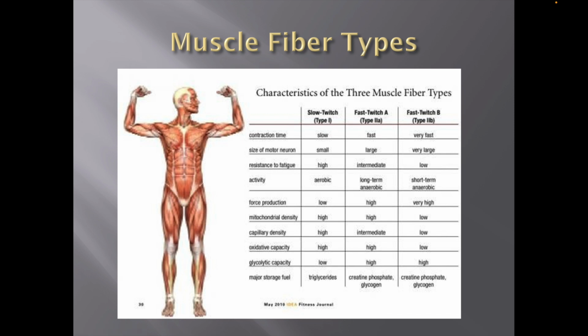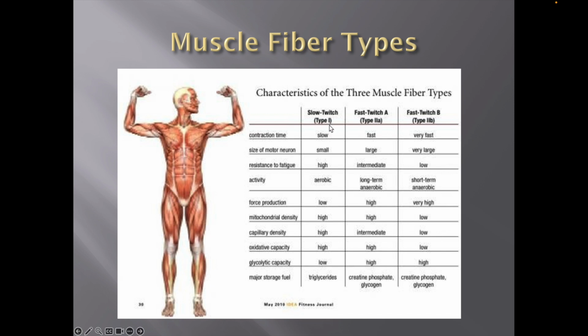Think about glycogen kind of like stored areas of carbohydrates, as well as creatine phosphate. Creatine phosphate is a source of anaerobic fuel. So if I were to try to summarize all these different characteristics, think of type 2b as your biggest muscle fibers, so they can produce the most force, they can contract the fastest, but because they can do those things, they tire out the quickest.